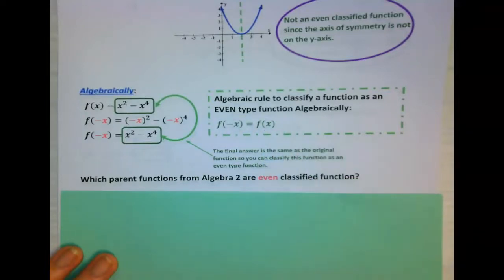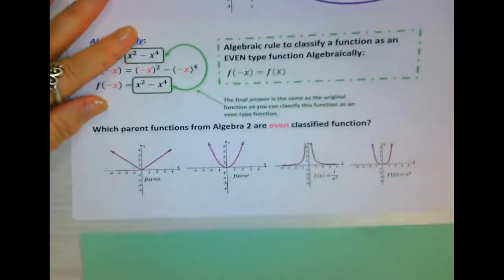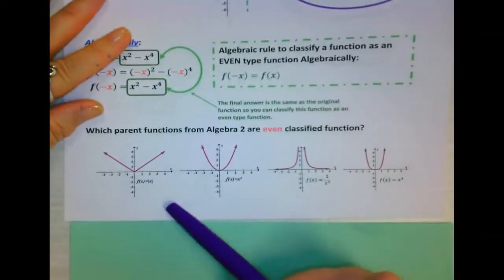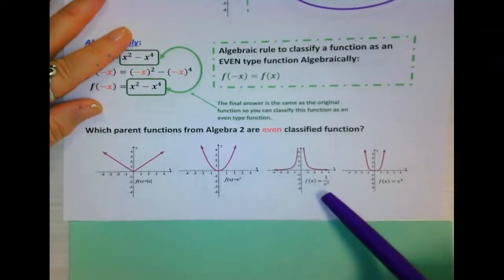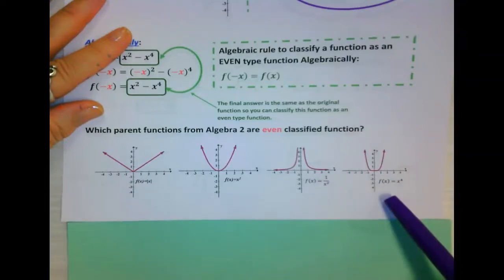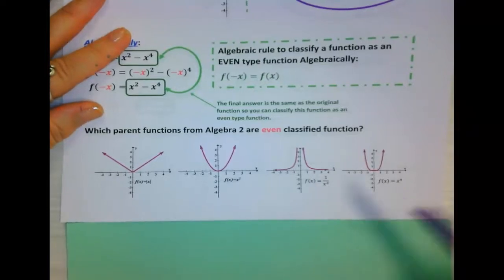So what are some of the parent functions from Algebra 2 that we studied that are even classified functions? Well, we have the absolute value, we have the quadratic, we have the rational even, and isn't that convenient? The name is right there in the name of the function itself. And then we could do powers that are even, like x to the fourth, x to the sixth. So those are some of the ones that we looked at last year.